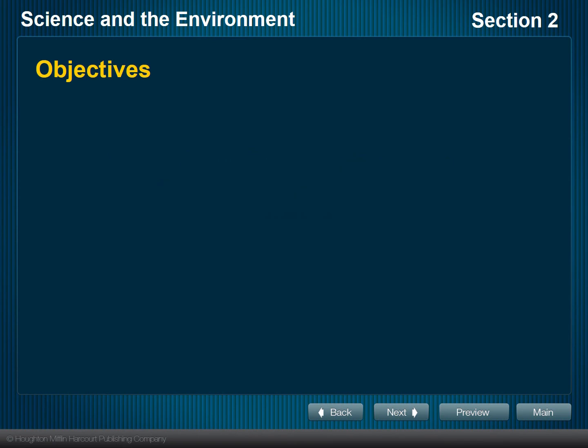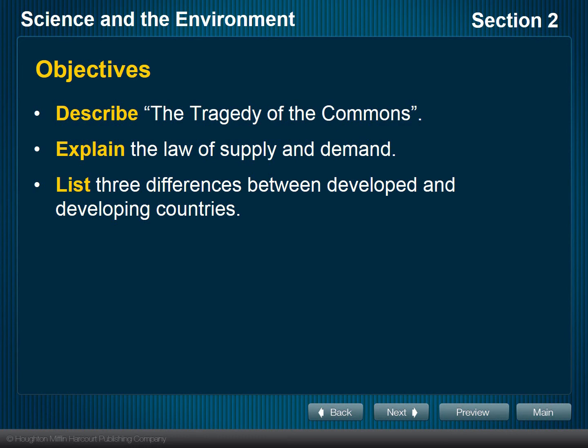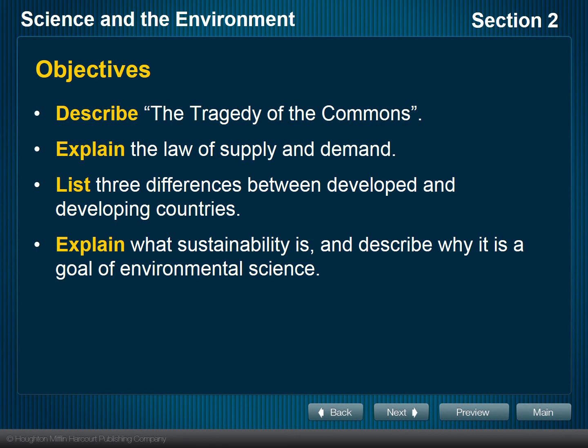When you finish this portion of the lesson, you should be able to describe the tragedy of the commons, explain the law of supply and demand, list three differences between developed and developing countries, and explain what sustainability is and describe why it is a goal of environmental science.